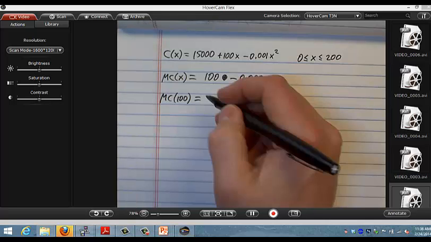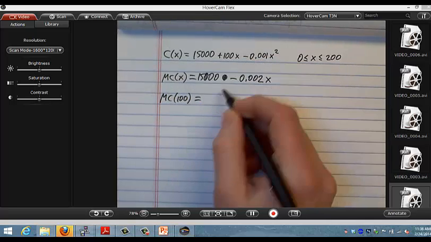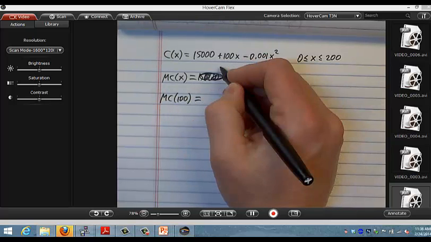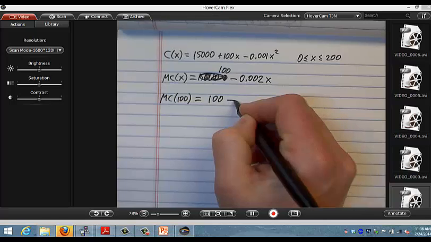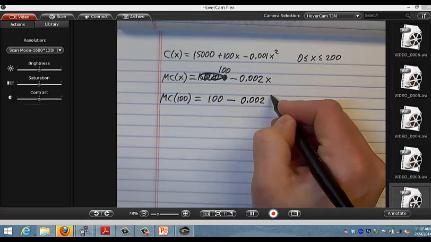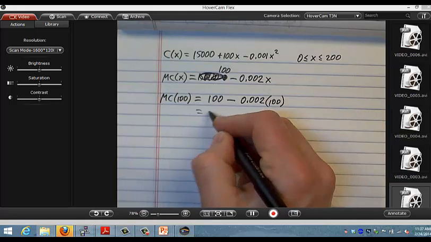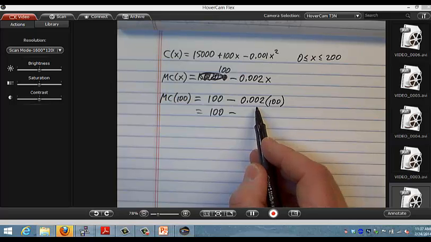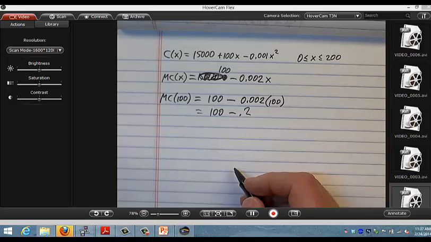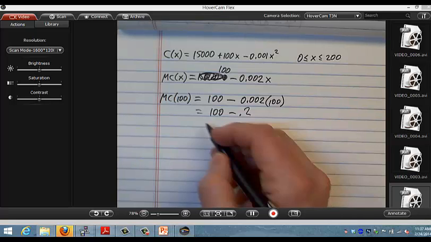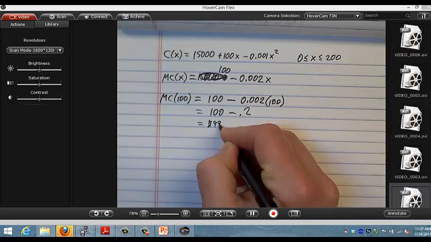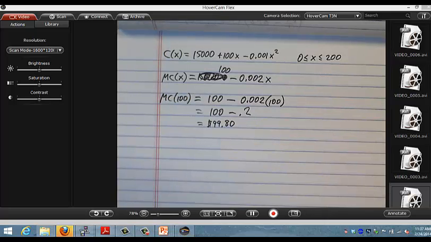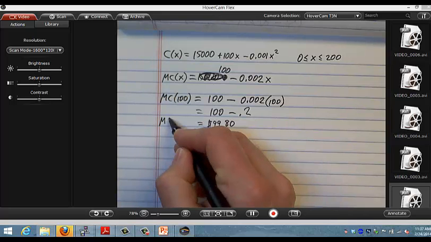MC of 100, we have 15,000. Oh no, we have 100. So it's 100 minus, now it's 0.002 times 100. And so it's going to be 100 minus what? 0.2. And these are in dollars? Yeah. So $99.80 is the marginal cost of producing 100 swings. That's MC of 100.